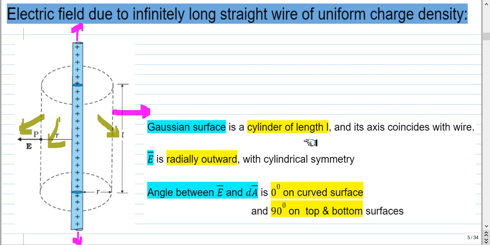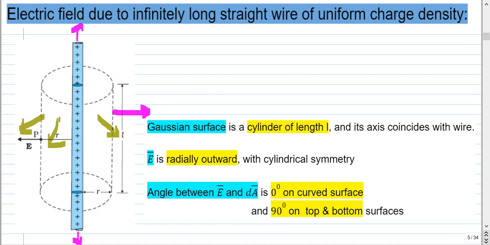The Gaussian surface is a cylindrical surface of length L and its axis coincides with the line charge. The electric field is radially outward with cylindrical symmetry. Cylindrical symmetry means that on the cylindrical surface, the magnitude of the electric field is the same because all the points on the surface are at the same distance r from the wire. The angle between the electric field and the area vector is 0 degrees on the curved surface and 90 degrees on the top and bottom surfaces. The direction of the area vector is the outward normal.